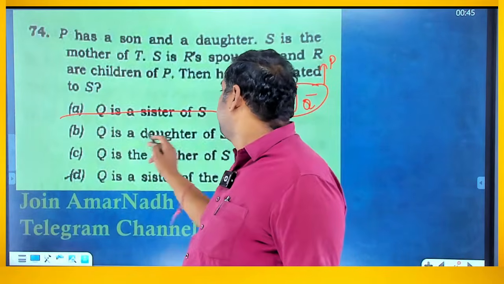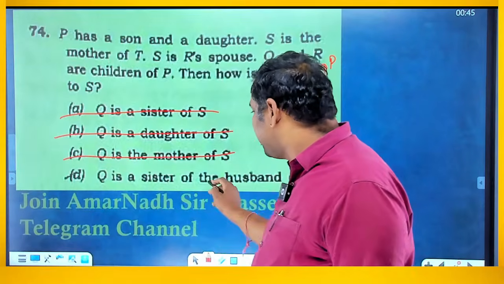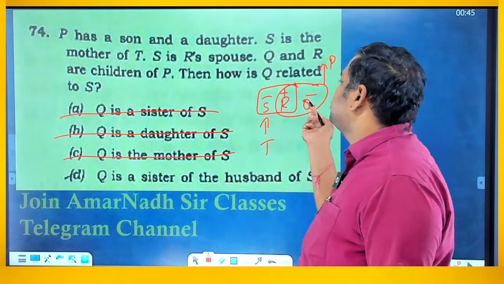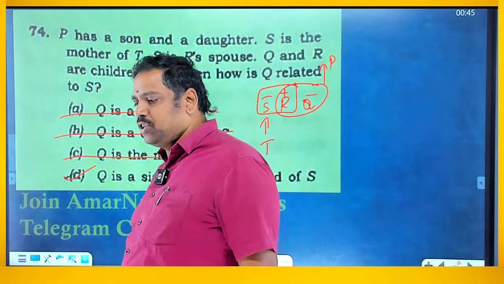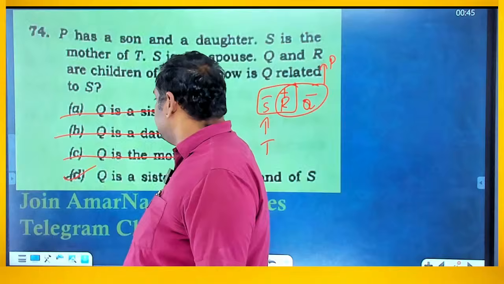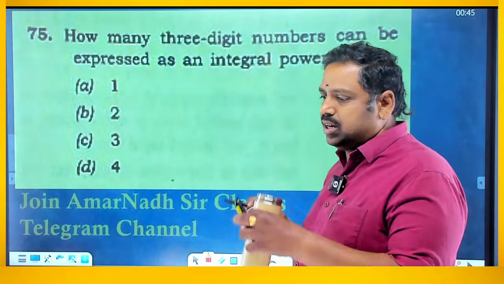No. Q is the daughter of S. No. Q is the mother of S. No. Q is the sister of the husband of S. Yes, Q is the sister of the husband of S. Yes, absolutely. That's why the answer is D. Instead of sister-in-law, he gave the direct relation, right? Right, let's go for the next beautiful problem. Just a second.